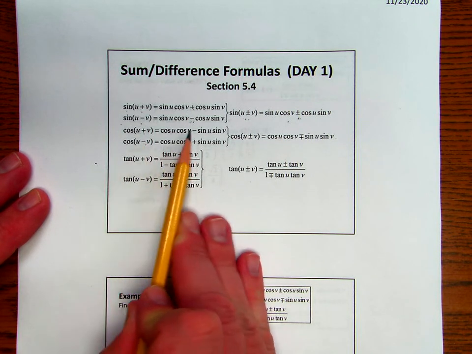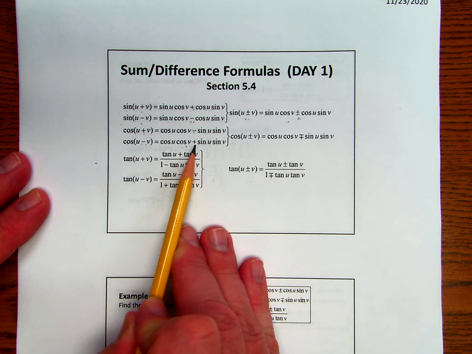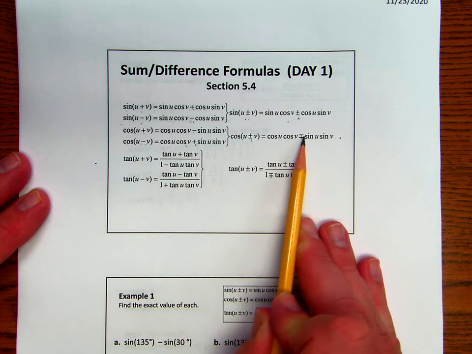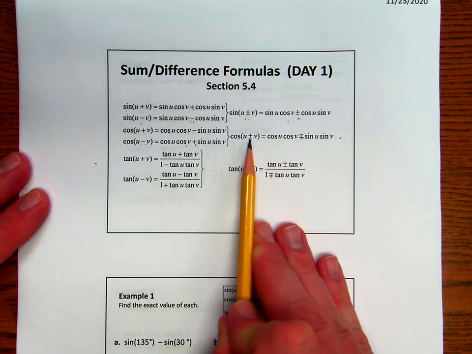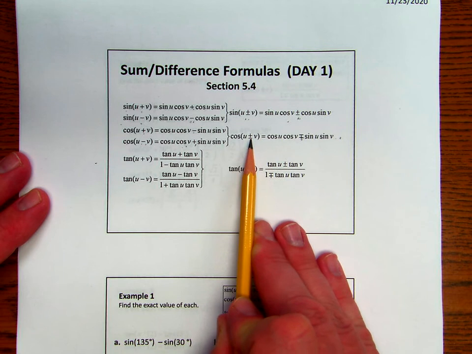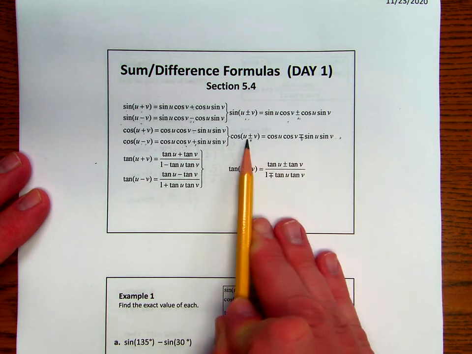Now the cosine sum and cosine difference, again, the structures are almost identical. If that's a plus, that's a minus. If that's a minus, that's a plus. So the way we condense that into a single formula is that plus over minus, minus over plus, means that whatever this is, that's the opposite of. So if you're adding these two things, you subtract those. If you're subtracting those, you add these.